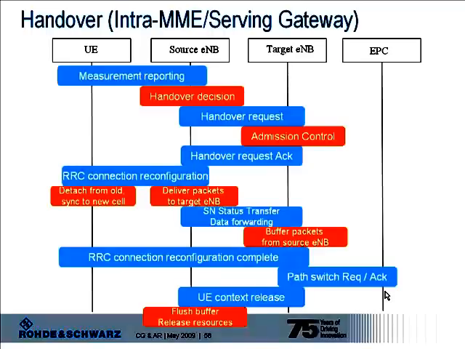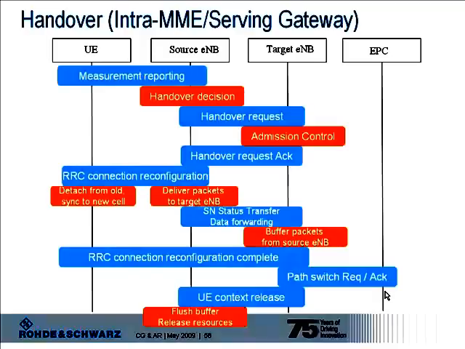And on the base station side, data packets and sequence number information can be forwarded from the source to the target base station, again over the X2 interface, and the target can buffer the new packets. As soon as the UE is connected to the target base station, the RRC connection reconfiguration procedure is complete.